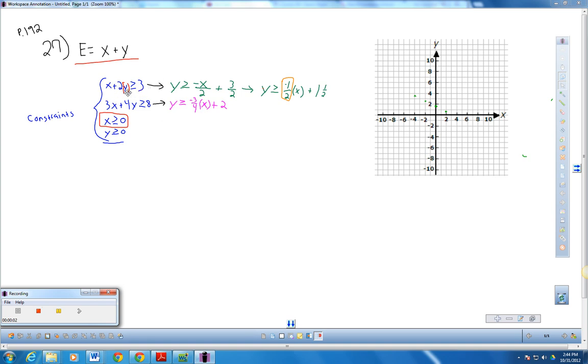I subtracted x on each side and then divided by 2. Notice how I did not need to flip the inequality because I did not divide by a negative. I end up getting y is greater than or equal to negative 1/2 x plus 1 1/2.